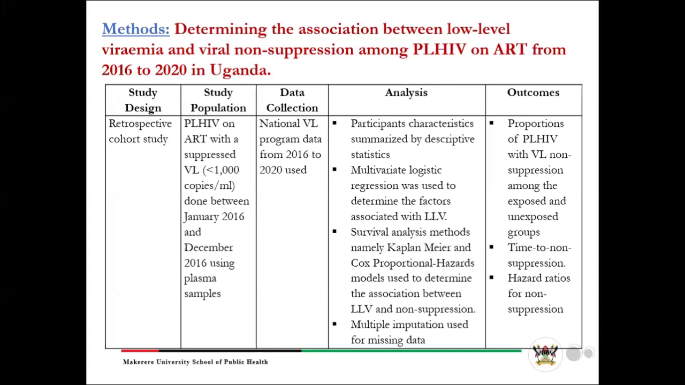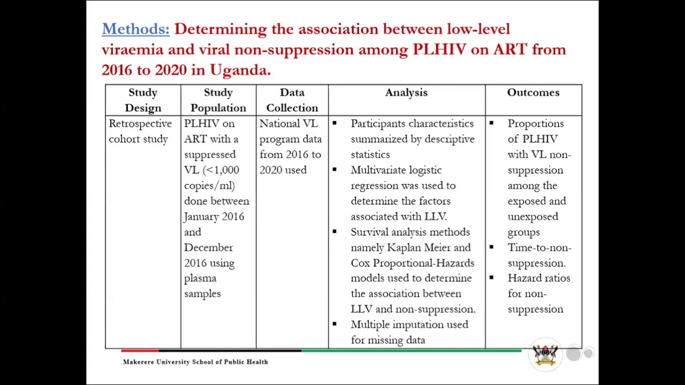And of course, in the data analysis, I said it was a retrospective cohort study. In the data analysis, we used multivariate logistic regression to determine the factors which were associated with low-level viremia. And then we used survival analysis methods, mainly Kaplan-Meier and Cox proportional hazards, to determine the association between low-level viremia and viral suppression. Important to note that we used program data, as I indicated, and you know the challenges with program data. There is a lot of missing data. So we used multiple imputation to manage the missing data.